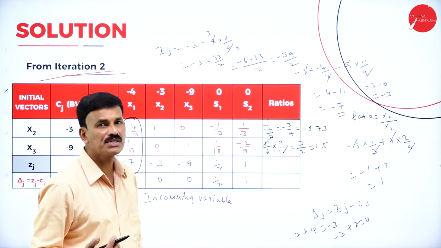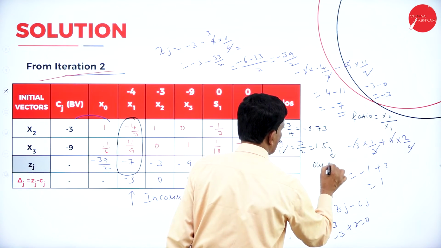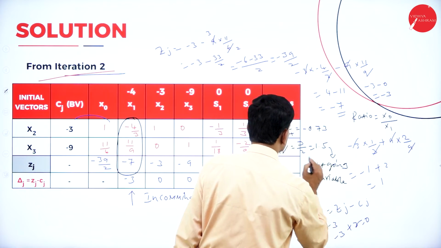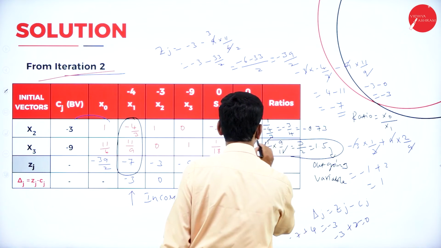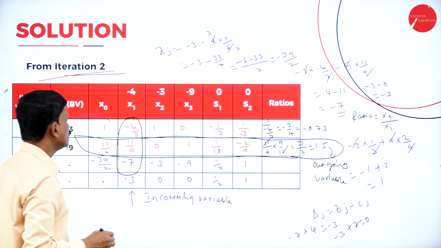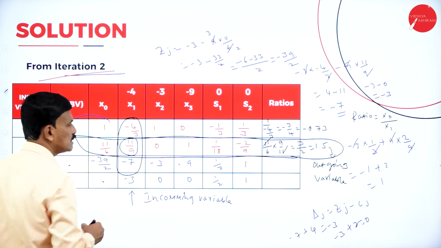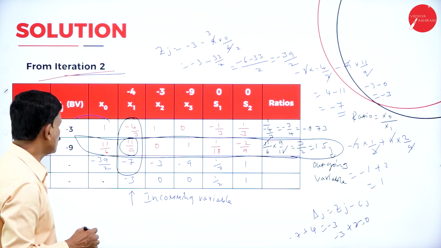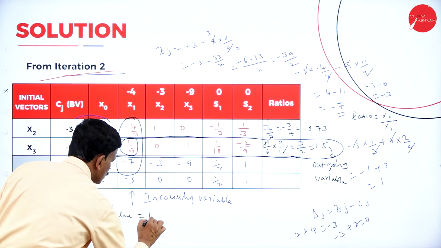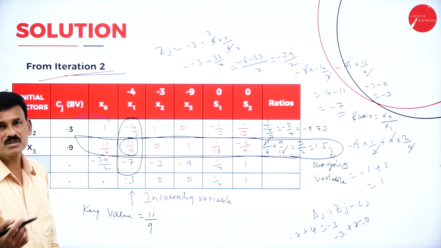Now identify the least positive. Here only one is positive, this 1.5 is the least positive. Therefore these are the outgoing variables. This is the outgoing variable. Now what is the key value here? 11 by 9 is the intersection of the incoming and outgoing variables. That is 11 by 9. So the key value is equal to 11 by 9. Hence we have to go for the next iteration.